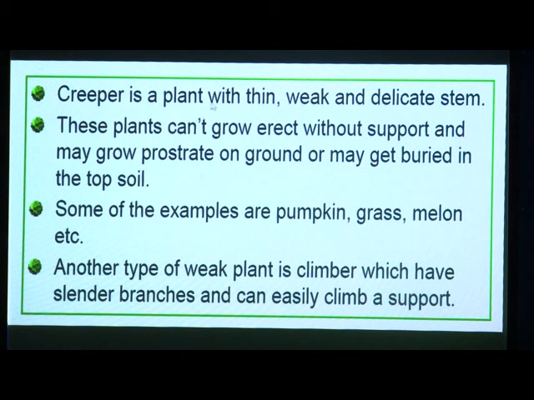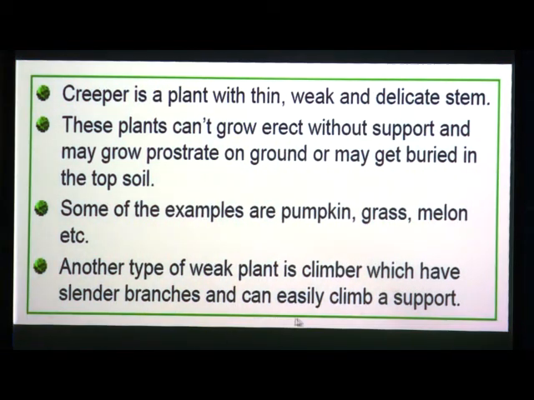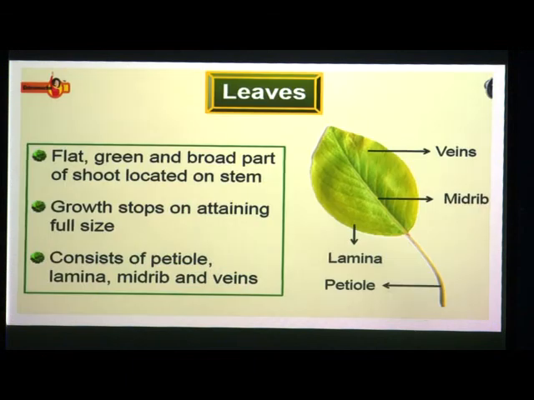Creeper is a plant with thin, weak and delicate stem. These plants can't grow erect without support and may grow prostrate on the ground, which means they just grow on the ground, or may get buried in the top soil. Some of the examples are pumpkin, grass, melon, etc. Another type of weak plant is the climber, which has slender branches and can easily climb a support. Okay, so the answer for the question which was asked is creeper.